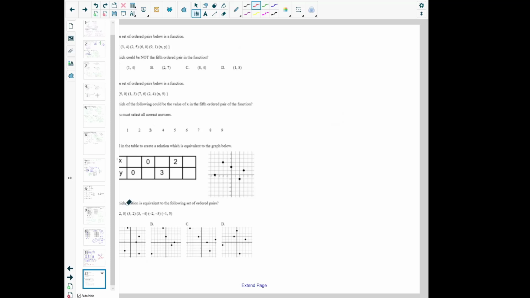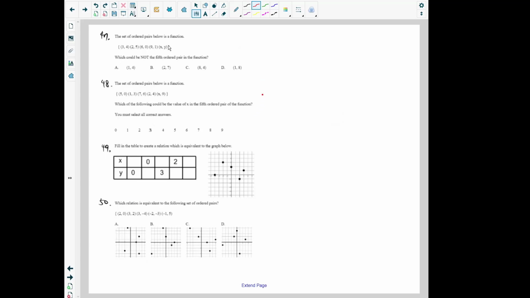Okay. Next slide here. The set of ordered pairs is a function, which could not be the fifth pair? Same exact thing we just did. You're looking for duplicates. There's one that's duplicated with that. No good. This one's duplicated. This one's not duplicated. Oh, it says which could not be the fifth. So these are all fine. I can see those are all fine. This one is the answer because that could not be the fifth. The word not is here.